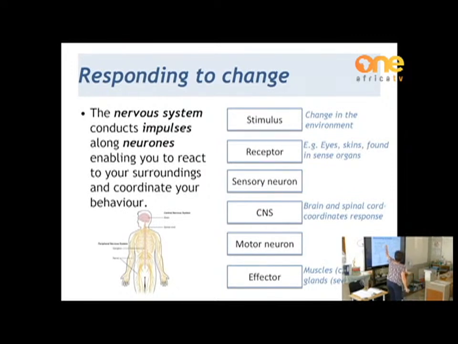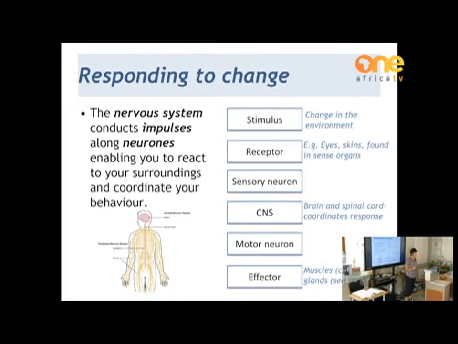Now, the nervous system needs to change that stimulus into an electrical impulse. Do you see that word? Conducts impulses. If your book states that it is carried, please change it. We do not use the word the nervous system carries. The nervous system conducts or transmits. Okay? Along special nerve cells, and we call those neurons, enabling you to react to your surroundings, react and coordinate your behavior.